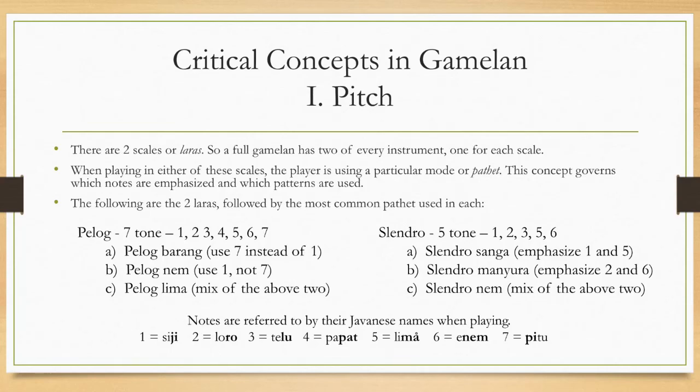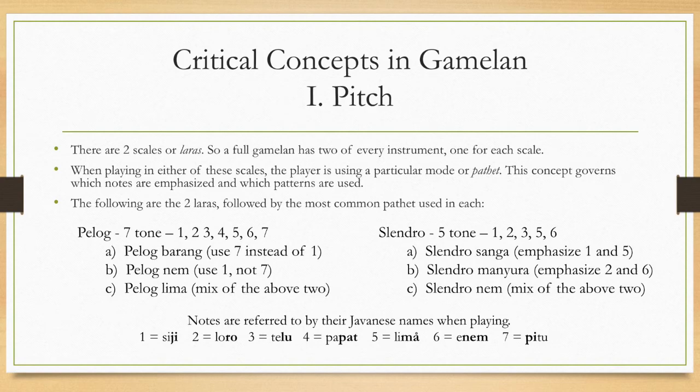Moving forward, I mentioned before that there are two different scales used in gamelan. The word for scale in gamelan music is laras. So a full gamelan actually has at least two of every single instrument, one in slendro and one in pelog. Now, when we're playing in one of these two scales, we're also using a particular mode. The word for mode in Javanese gamelan is pathet.